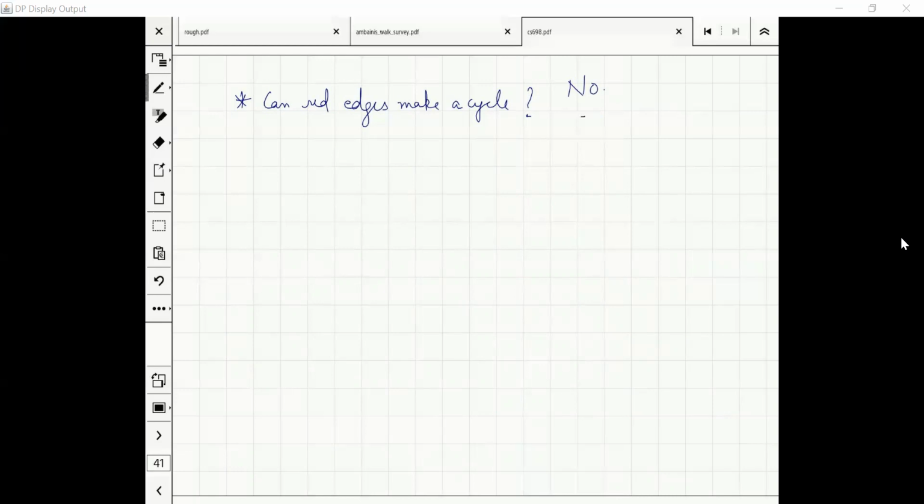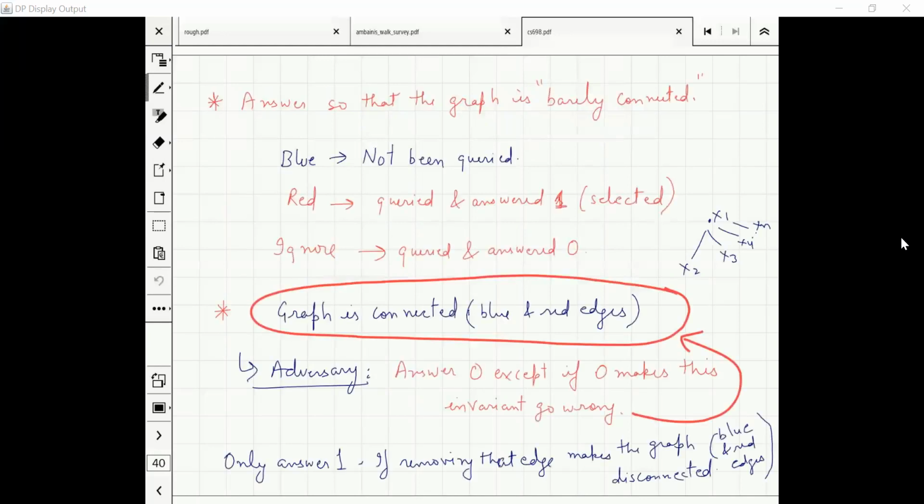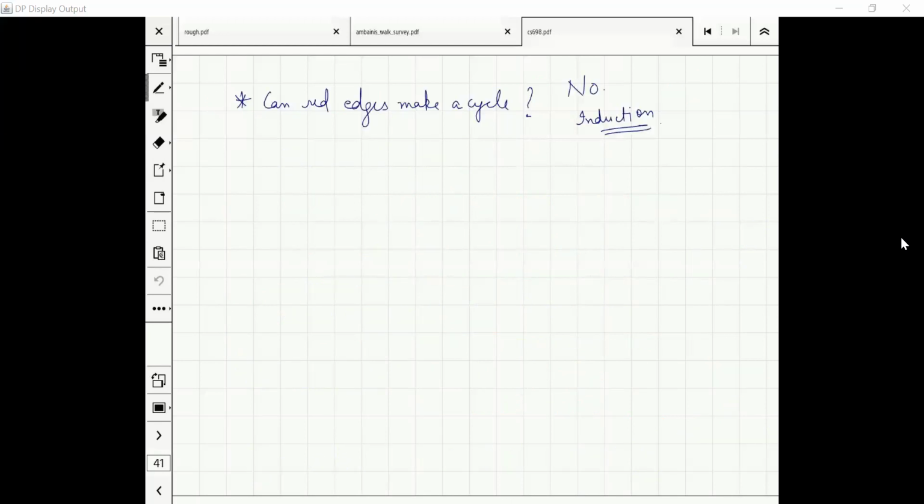This is easy to prove using induction. Pick the last edge which you have put in the cycle. Why did you pick that edge? According to the strategy we just mentioned, I will never put the last edge of a cycle. So can red edges make a cycle? No.